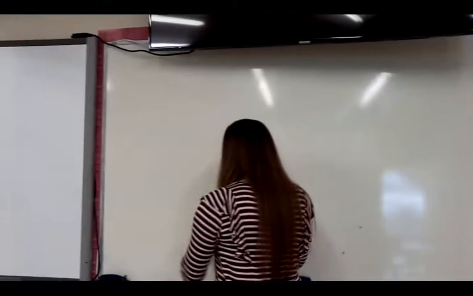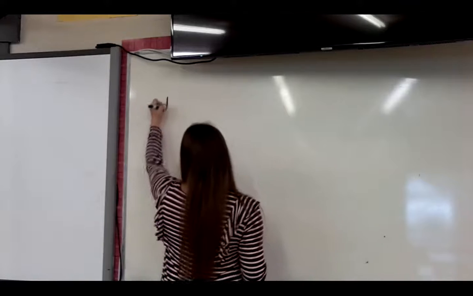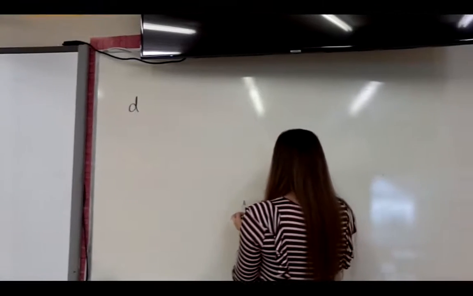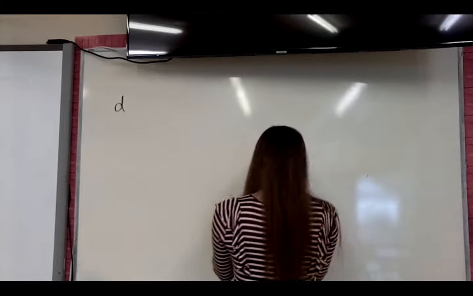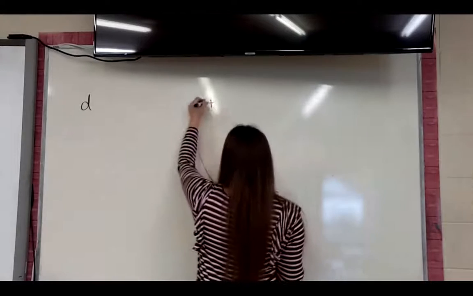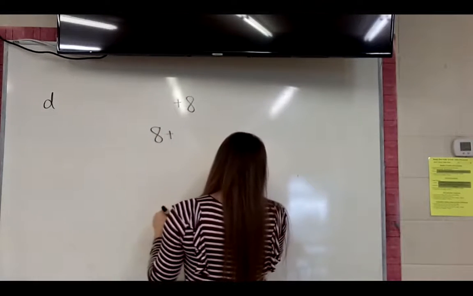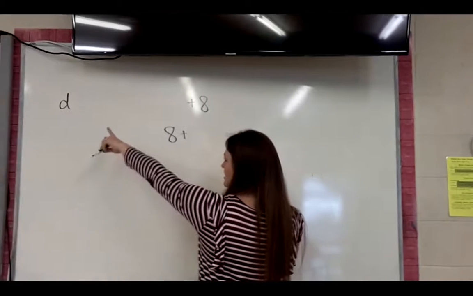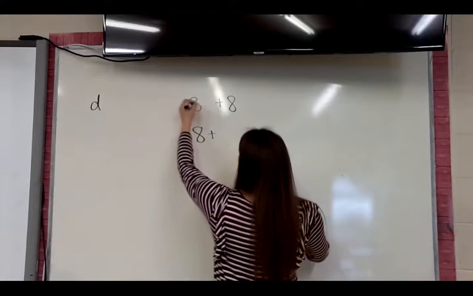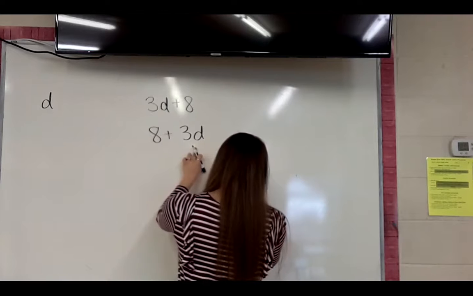So if I go back, it says she saved D last month. So last month, she had D. This month, she saved 8 more than 3 times the amount she saved last month. So 8 more than means I'm going to have plus 8 or 8 plus 3 times the amount she had last month. So last month she had amount of D. So 3 times that would be 3D. Okay, so this is for this month.